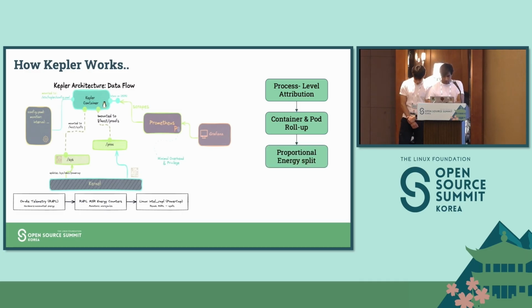Next, we have something called proportional energy split. So let's say I have my node, and my node has been assigned 40 watts. And let's say the node has only 25% of its usage which is running. So 25% of the 40 watts is 10 watts, right?